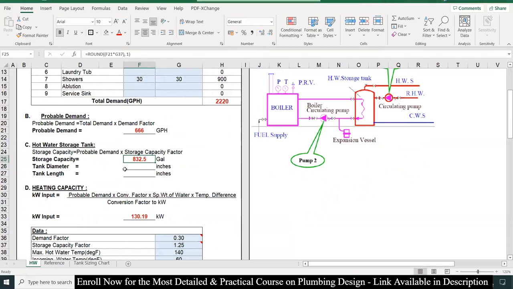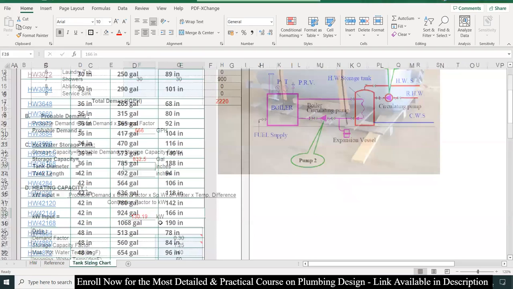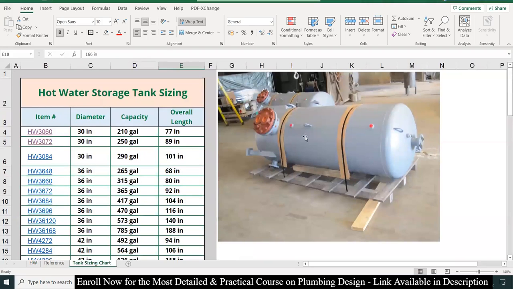Next is to identify the tank diameter. What will be the diameter of this tank? This tank will look something like this. This is the hot water storage tank, and this is the hot water tank sizing table. From this, as per the capacity, you can identify the length and the diameter of the tank. This is one of the standards that I have followed.